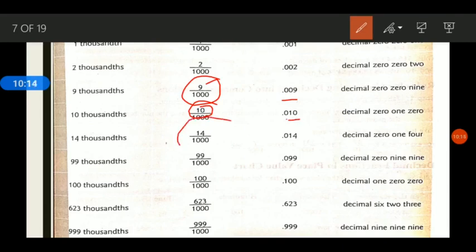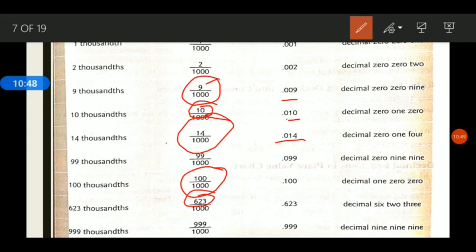Similarly 14 upon 1000, make it 3 digits. First 14 is given, put a 0 before 14 and then put the decimal. Here you can see 100 upon 1000 is given and you have to put the decimal before 3 digits. 100 is already a 3 digit number, so no need to put an extra 0. Now put the decimal before 100. Then 623 upon 1000. So put the decimal before 3 digits. The numerator is already 3 digits, so we put the decimal. Understood?